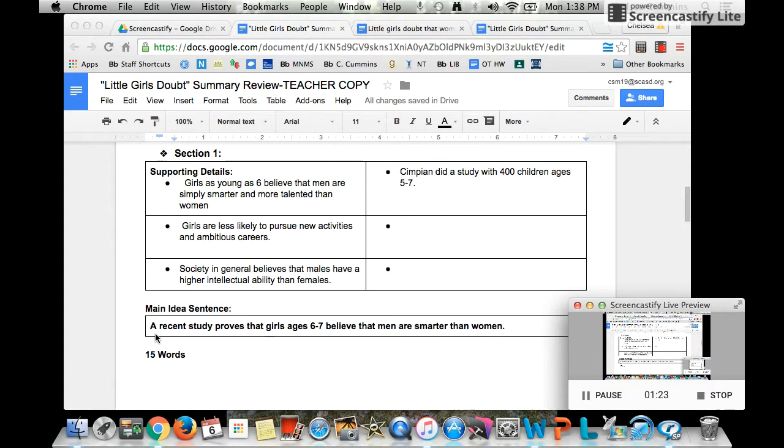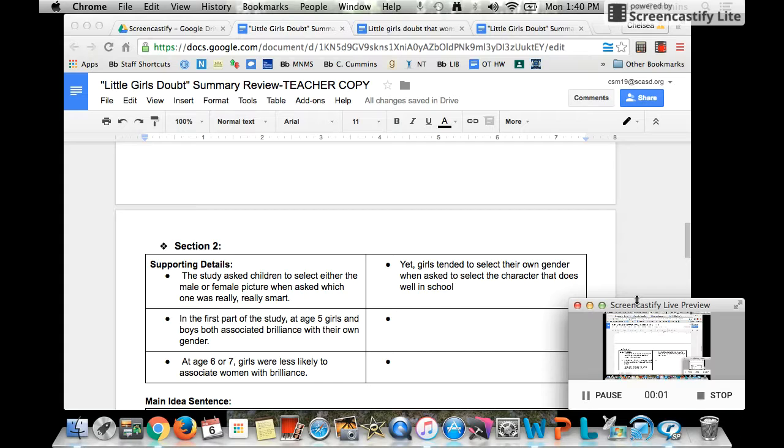So here it is. A recent study. So that's basically the who or what this section was mostly about. And what the key details had in common was that it proves that girls ages 6 to 7 believe that men are smarter than women. This is a basic introductory paragraph, so I didn't have as many key points to pull from, so my main idea sentence was only 15 words. Once again, please pause and make sure that you have this filled into your chart.